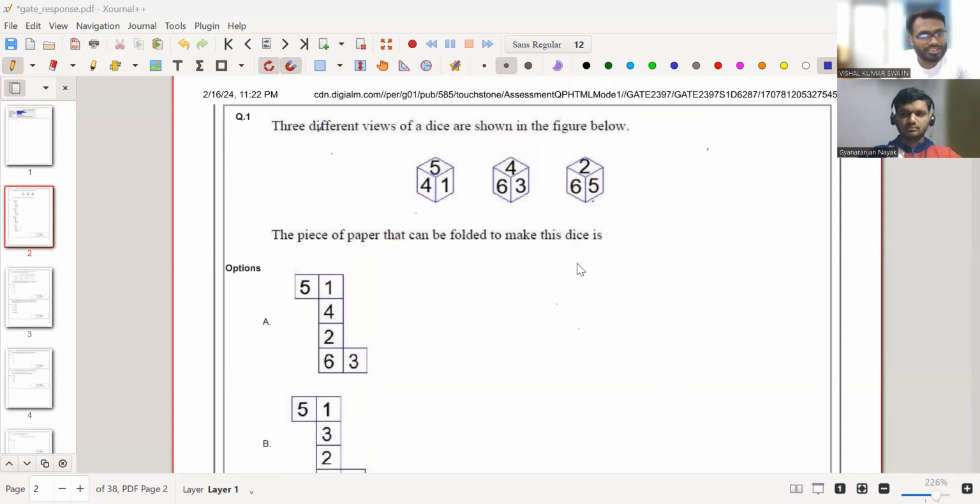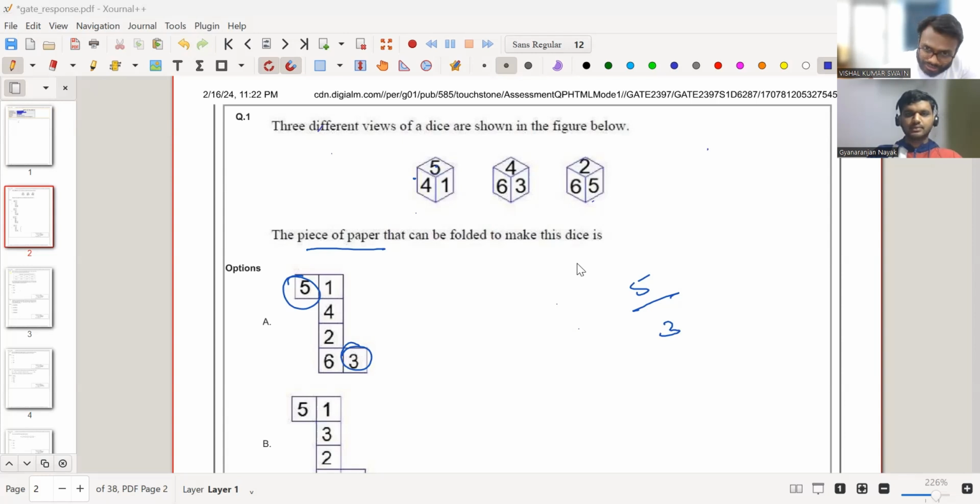The first question is that three different views of a dice are shown in the figure below. We have to say which option is right. The dice is made from a piece of paper that can be folded. Here 5 is opposite to 3. Is there any 3 adjacent to 5? Adjacent means, here 4 is adjacent to 5. So there is no 3 adjacent to the 5.